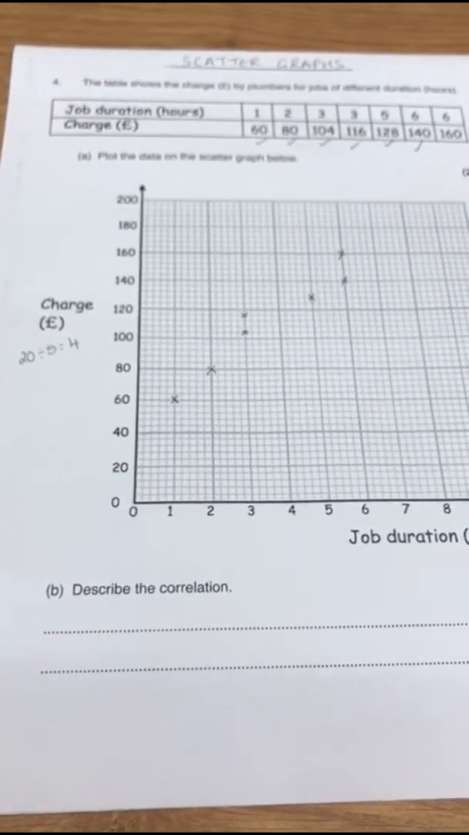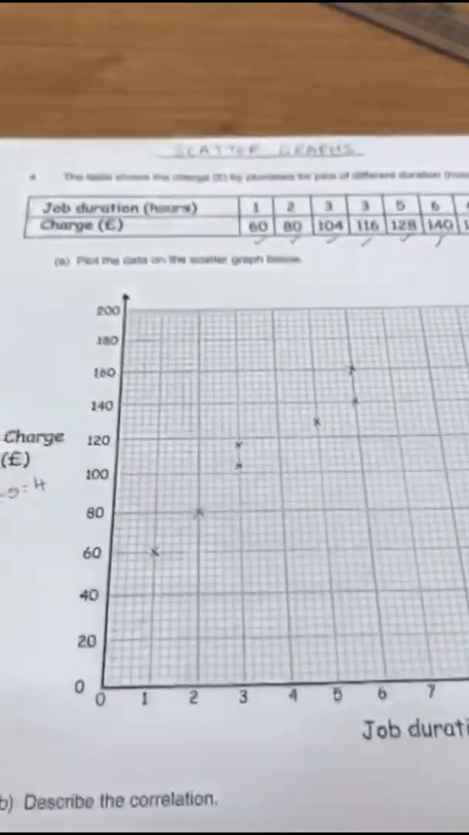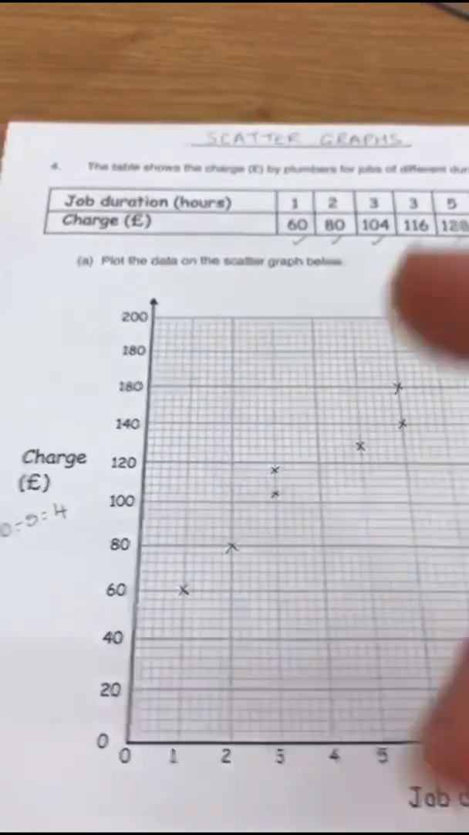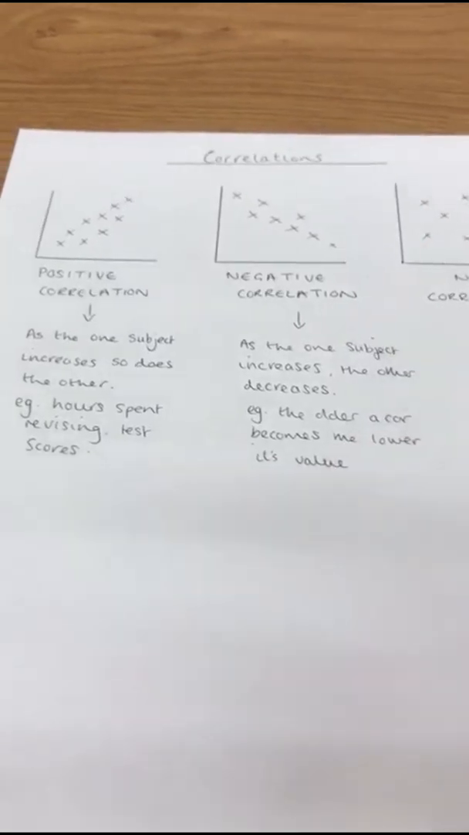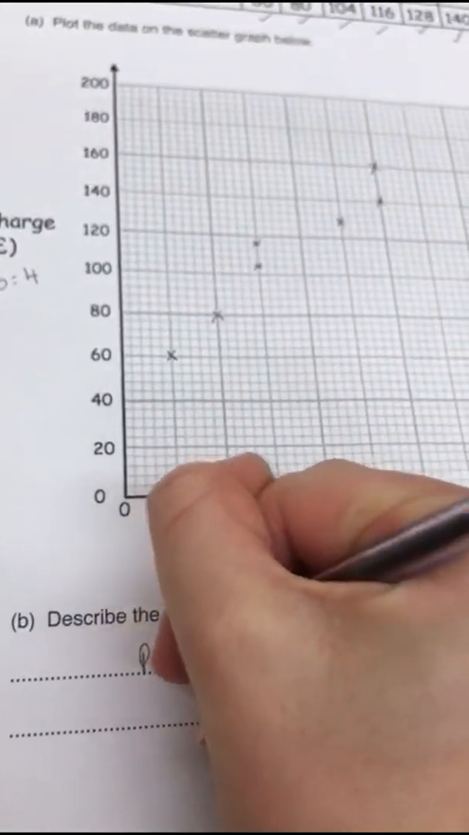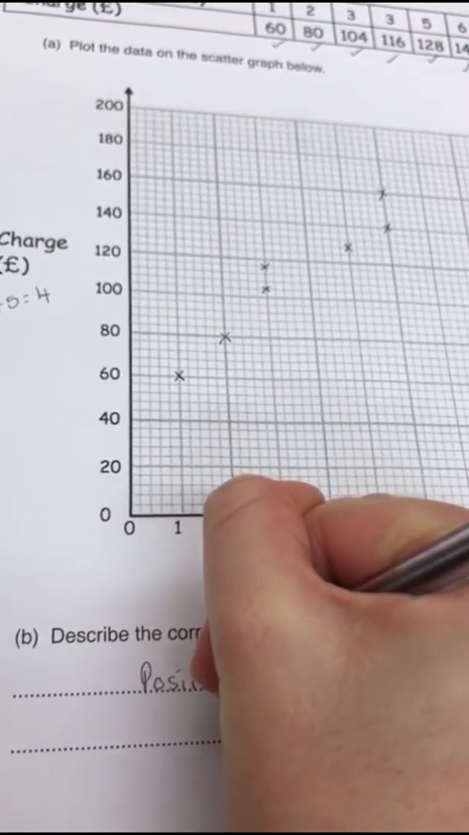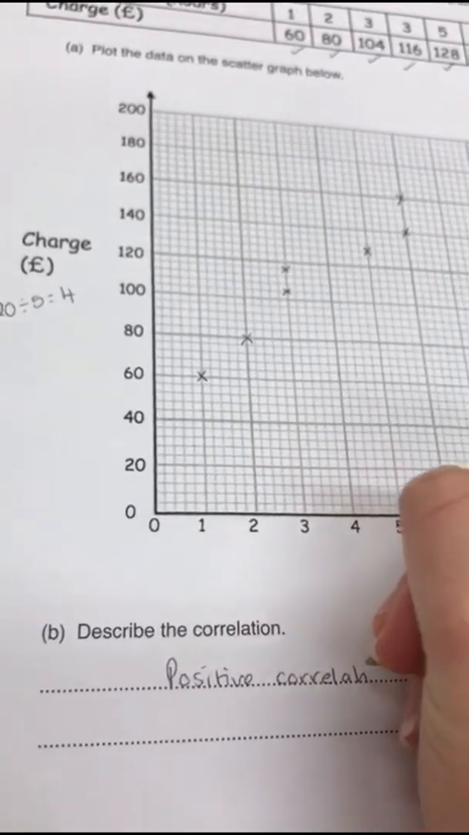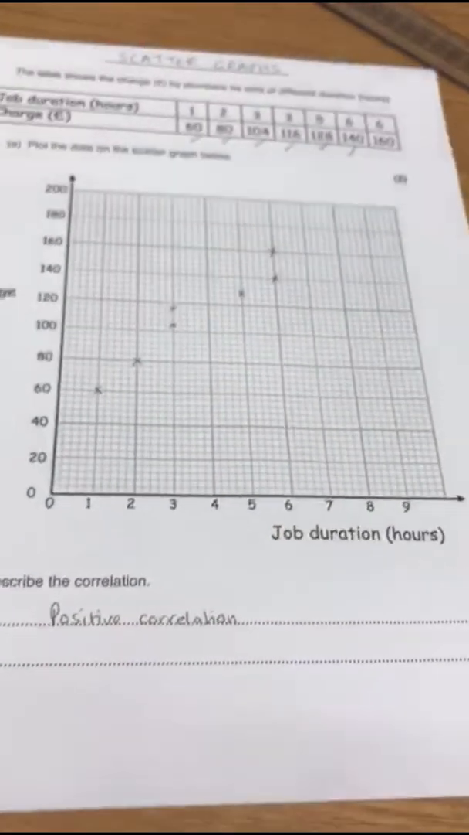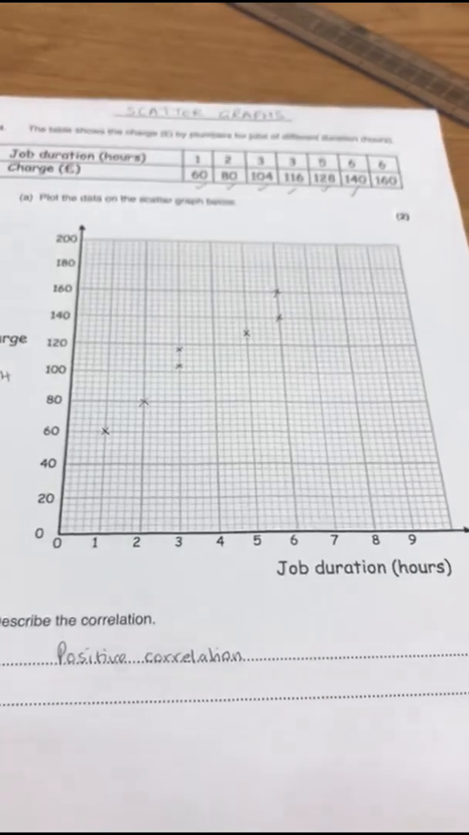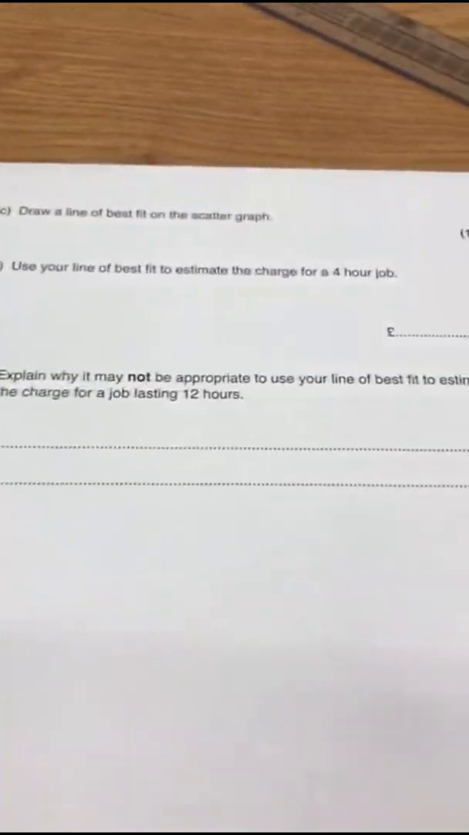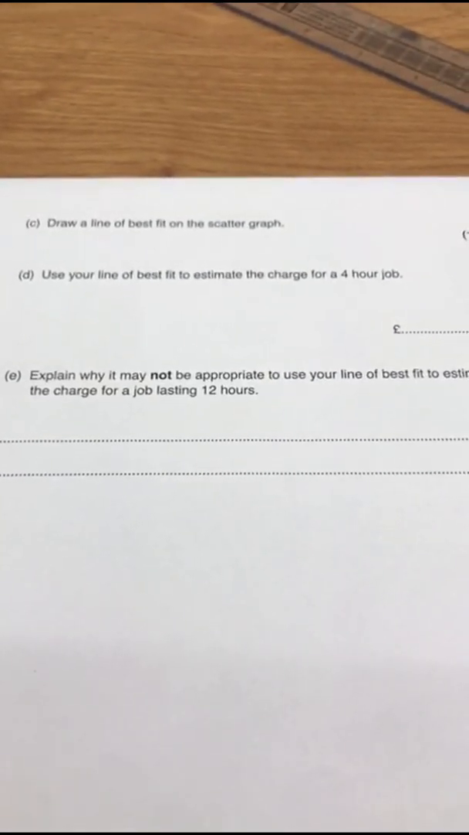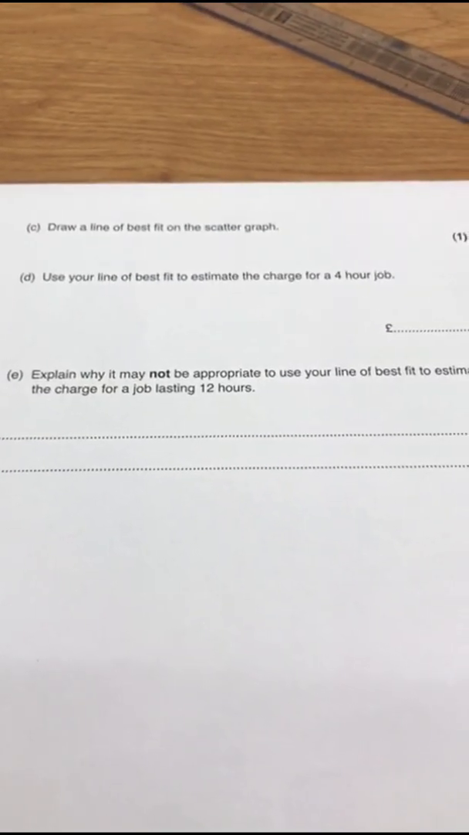Next question now, they say describe the correlation. So we can see that our plots are going up in this direction. So when we look back at these, it's a positive correlation. So that's all you need to put, a positive correlation, which makes sense. The more hours they work, the more money they're going to earn. Okay, now it says draw the line of best fit on the scatter graph.